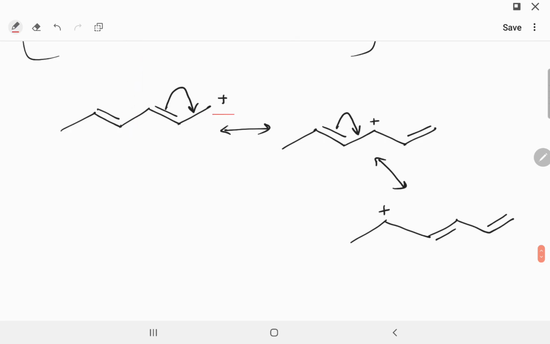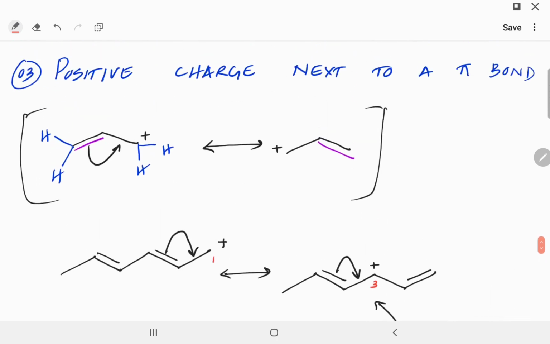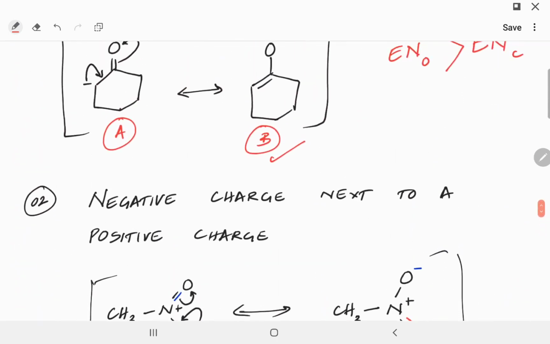It was on, let's say, carbon number 1 before. Now it is on carbon number 3. After that it is on carbon number 5. See, it is always shifting by 2. Double bond shift by 1 carbon, positive charge shift by 2 carbons. All right, so these are the only 3 scenarios that you will always use.